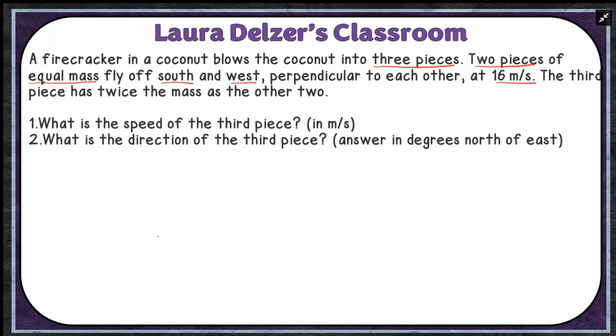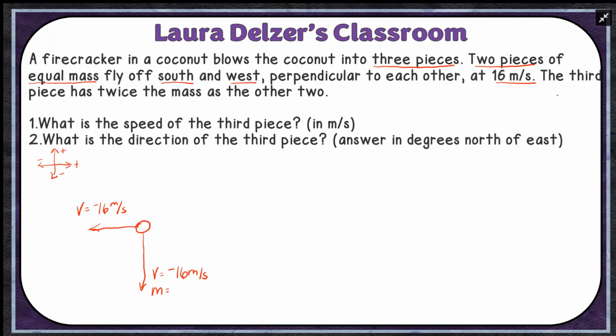So if we make ourselves a picture, pictures are always great in physics. This thing is going to blow apart. We're going to have something going south. Because it's heading south, its velocity is negative 16 meters per second. It's got some mass. We don't know what the mass is. It doesn't tell us, but we'll come back to that in a minute. And then it's got a piece going west, and its velocity going west is negative 16. Remember, in our coordinate system, north would be positive, east would be positive, and west and south would be negative.